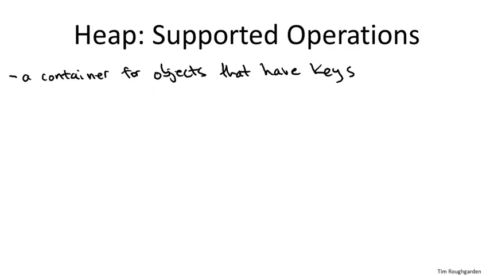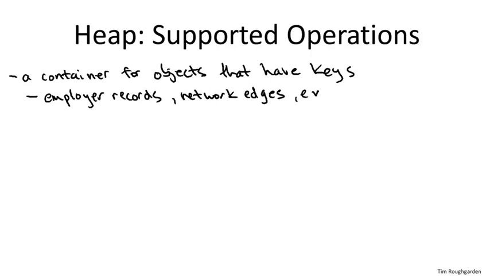The first thing I have to say about a heap is that it's a container for a bunch of objects, and each of these objects should have a key, like a number, so that for any given objects you can compare their keys and say one key is bigger than the other key. So for example, maybe the objects are employee records and the key is social security numbers. Maybe the objects are the edges of a network and the keys are something like the length or the weight of an edge. Maybe each object indicates an event and the key is the time at which that event is meant to occur.